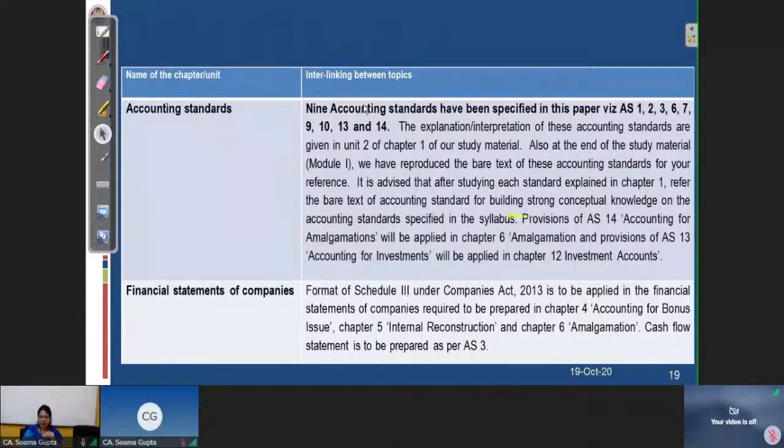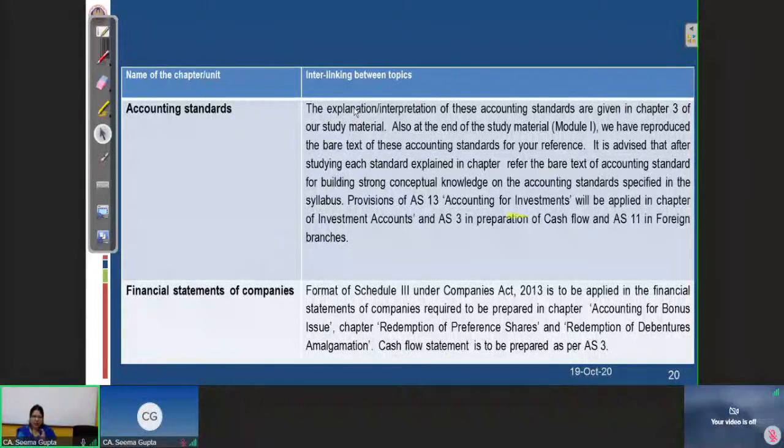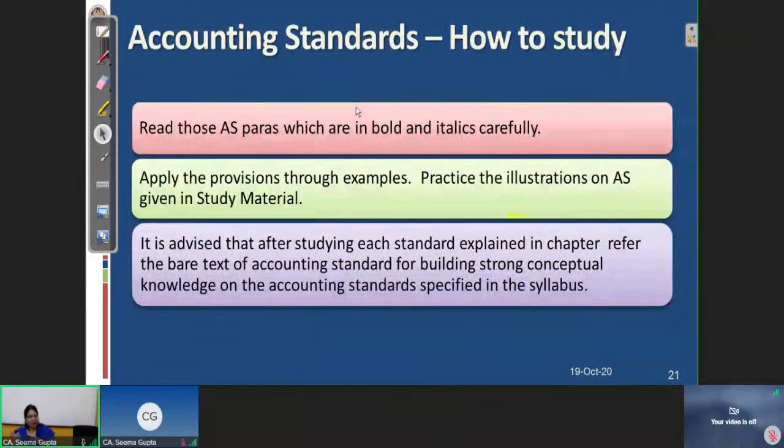In financial statements of companies, the format of Schedule 3 under the Companies Act 2013 is to be applied in the financial statements of companies required to be prepared for bonus, redemption of preference shares and redemption of debentures, amalgamation, reconstruction, whatever topic is dealing with company accounts. You have to see that in line with Schedule 3. You have to check that format and prepare the balance sheet or statement of profit or loss in line with it.